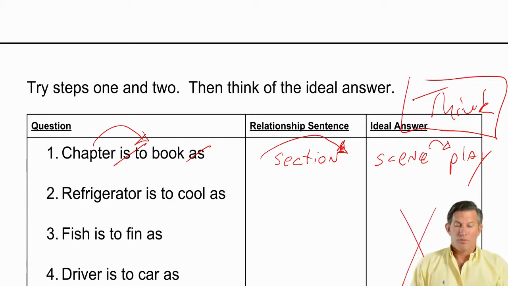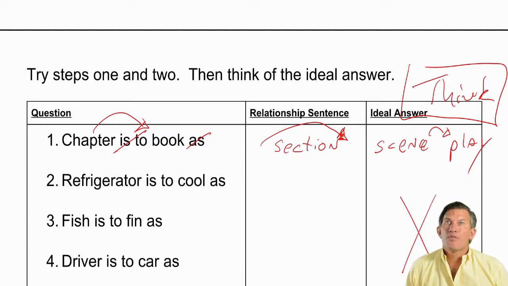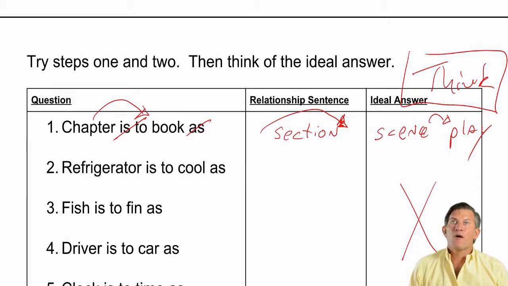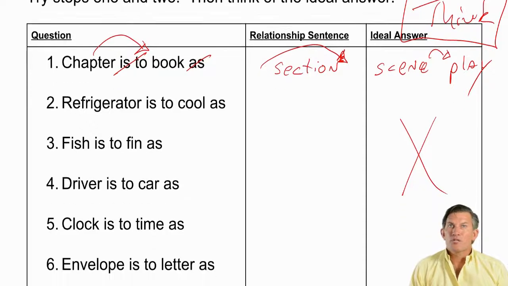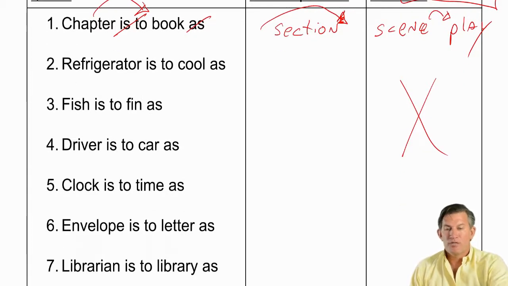And then keep going with refrigerator and cool. Think about fish and fin. Think about how related a car is to a driver and a driver is to a car. Just think about those, okay? Just fill this one out.